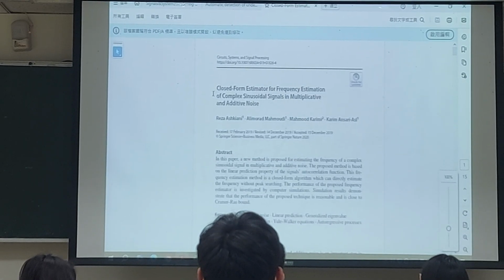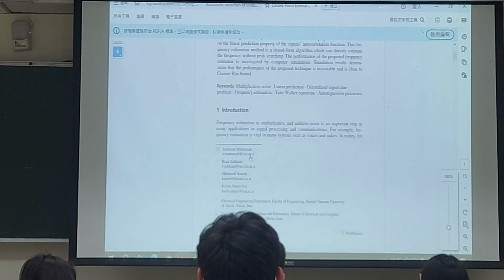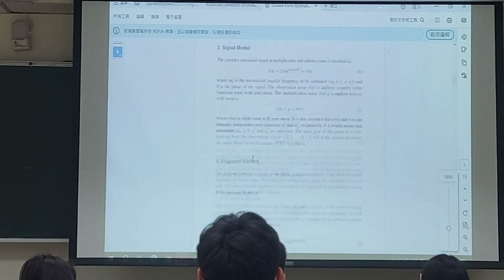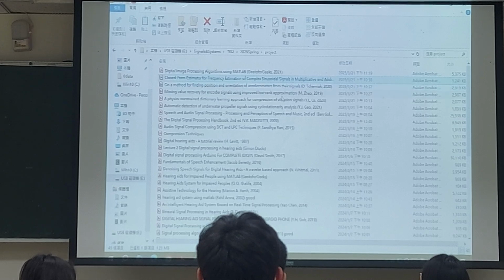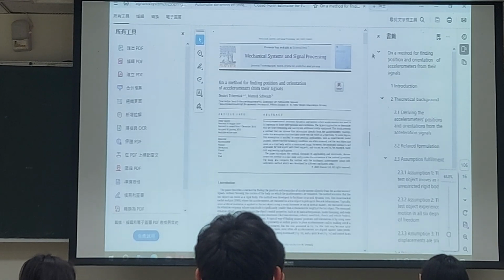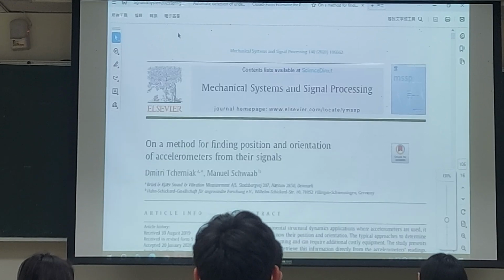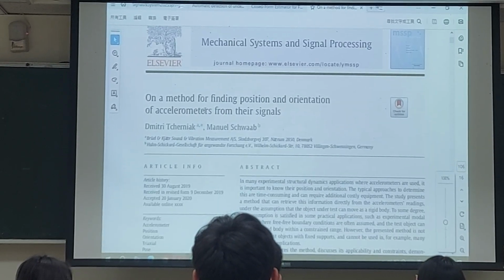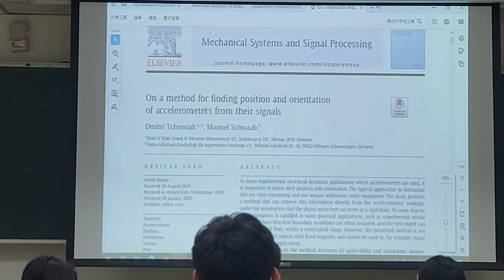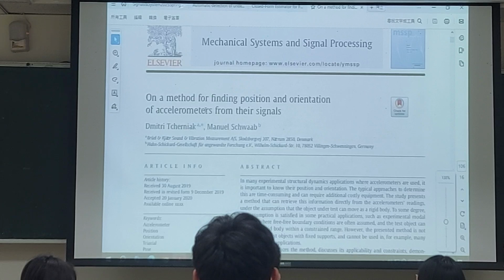Okay, that's another topic. And also another one, this one, this is also very interesting. This is very useful for aerospace engineering students. A method for finding position and orientation of accelerometers from their signals. Okay? Again, I will upload this paper to your iClass platform.